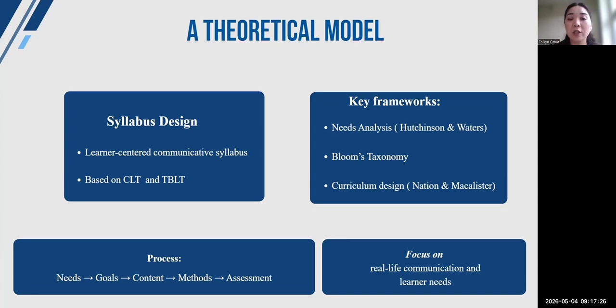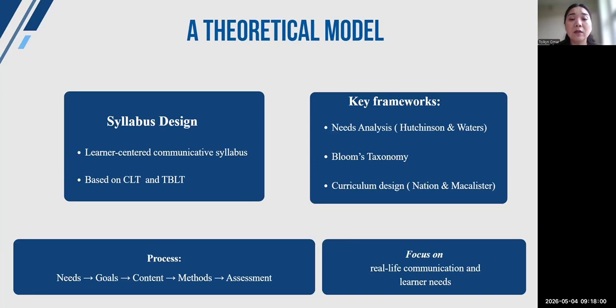In addition, this course design is informed by several important theoretical models. The first one is Hutchinson and Waters, who provide the concept of needs analysis, helping identify students' necessities, lacks, and wants. The second is Nation and Macalister, who contribute systematic curriculum design. And finally, Bloom's taxonomy is used to develop structured and measurable learning outcomes.